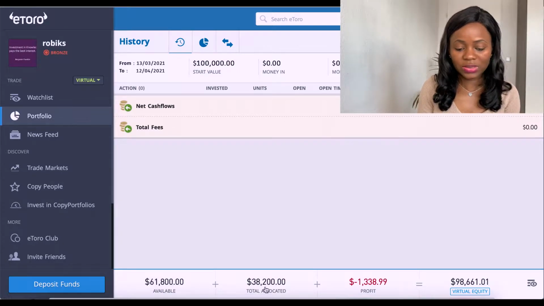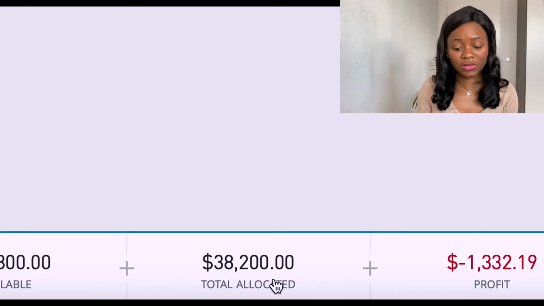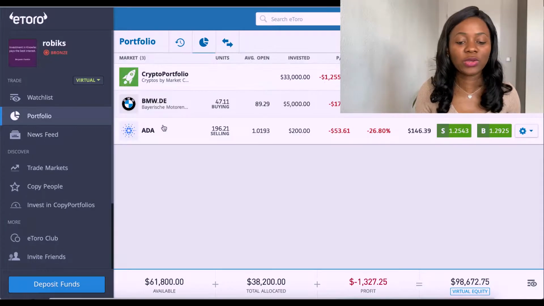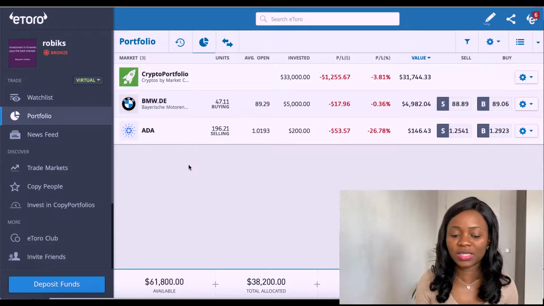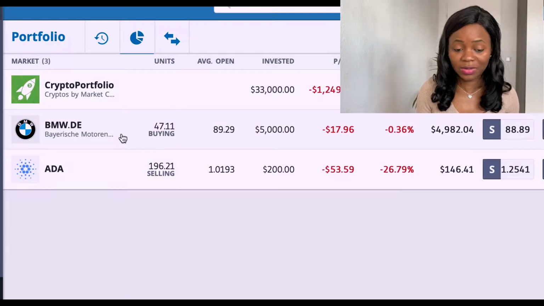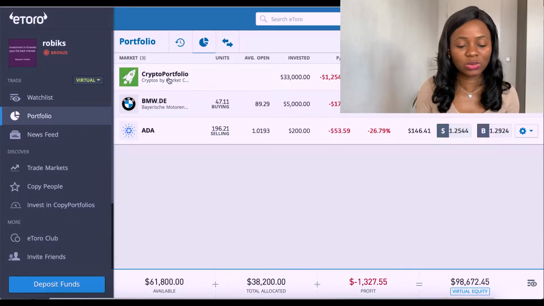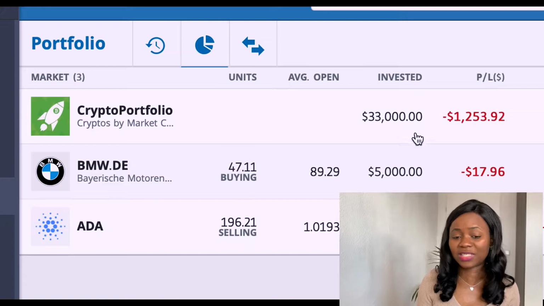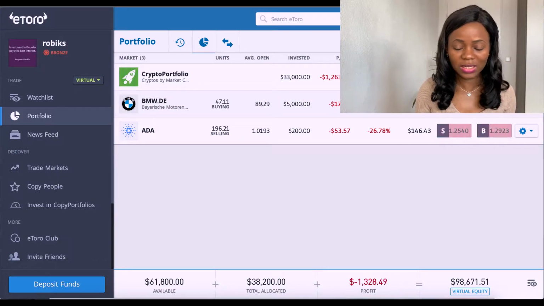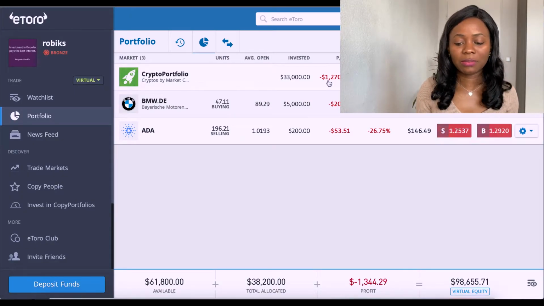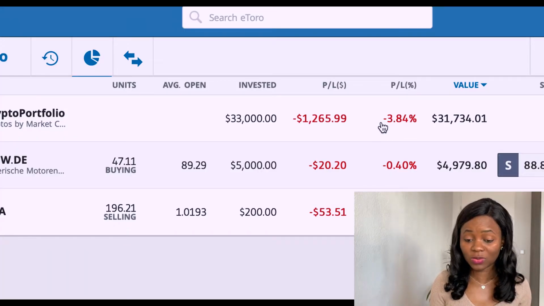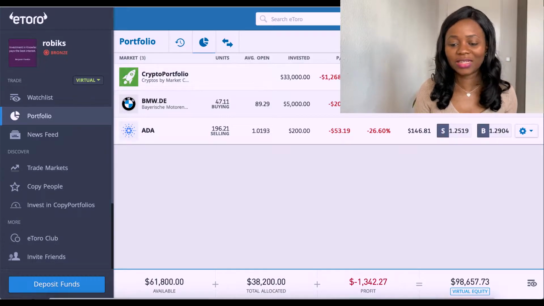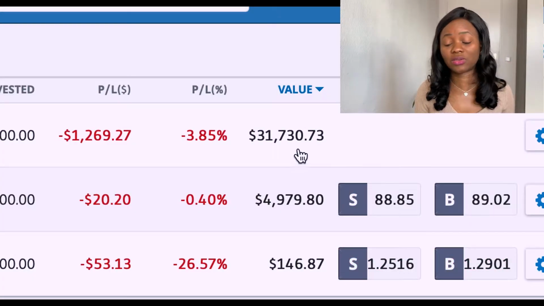Down here, you could see that I've allocated a total of $30,200 to 2 portfolios. Here you could see the 2 investments I made in my virtual portfolio, and this was one of the copies I had. I copied a particular portfolio for crypto and invested almost 3,000. I think that was yesterday, and it's showing me that I've made a loss of almost 1,000, and that's why I'm happy it's virtual, it's not real. And the current value here is like $31,000.